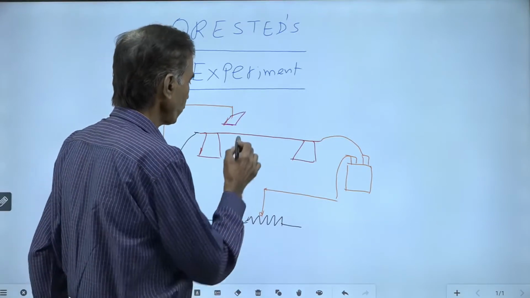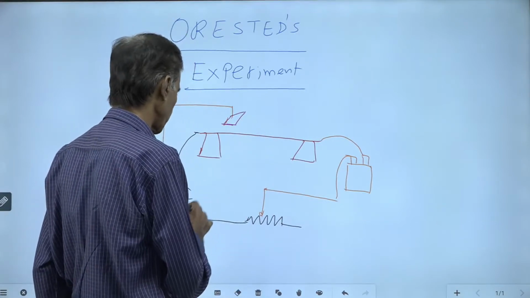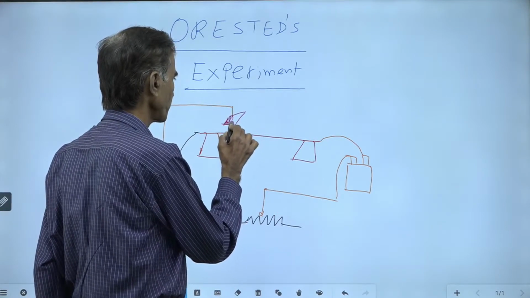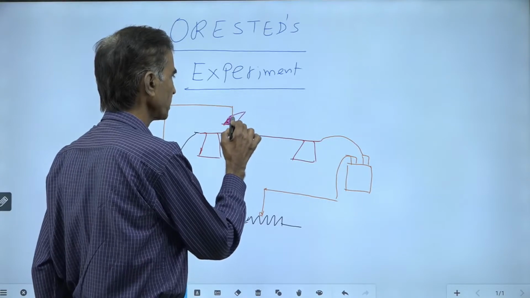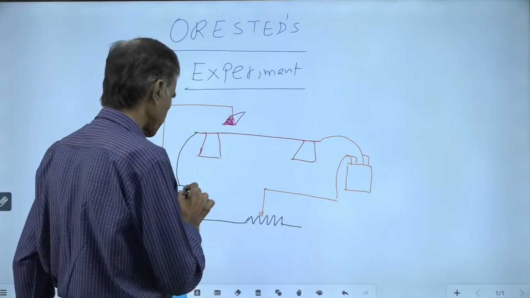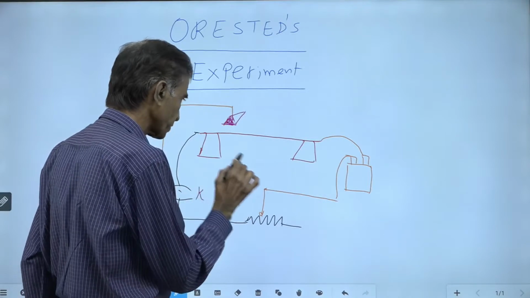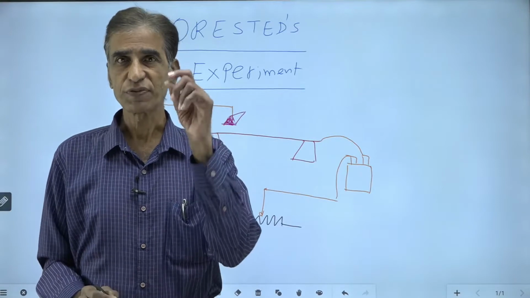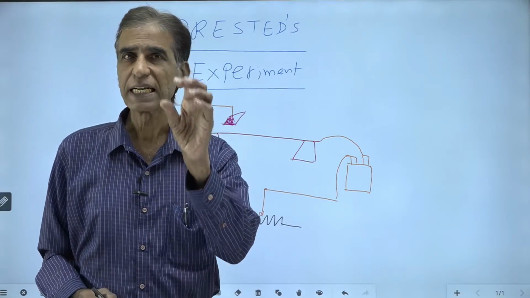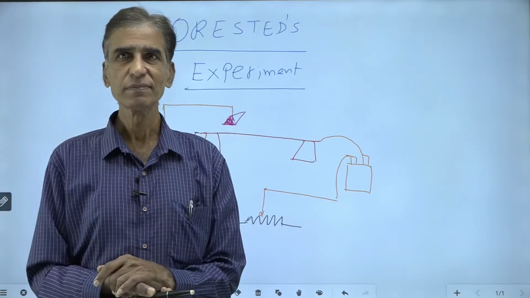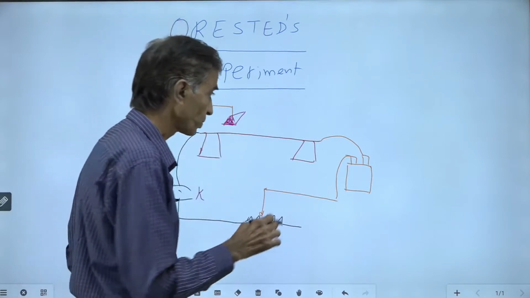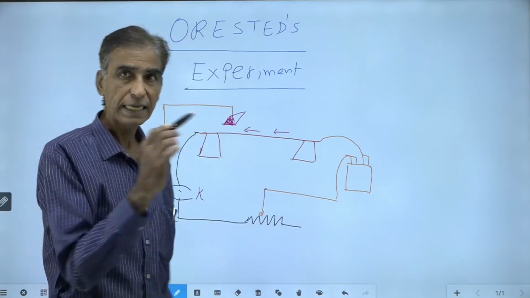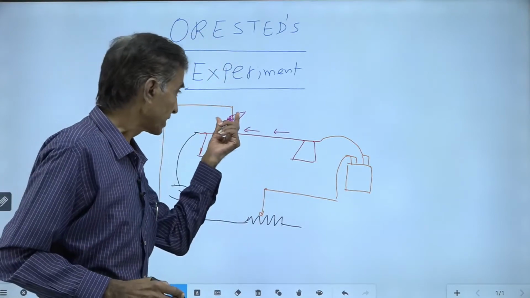Now, see this one here. This is our North Pole, and this is the South Pole. When the switch is closed, when the key is closed, to his surprise, it was found that the magnetic needle is deflected. The moment the switch is closed and current is passing through the wire, there is a deflection in the needle.